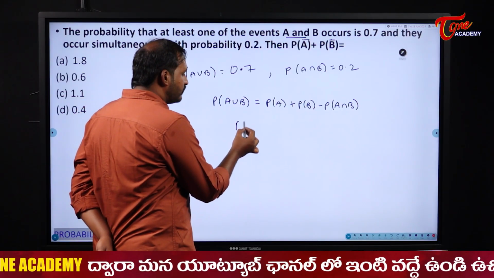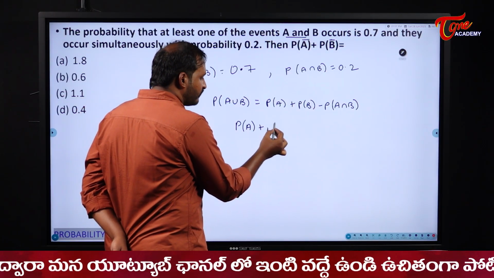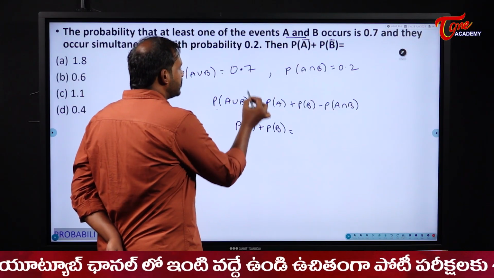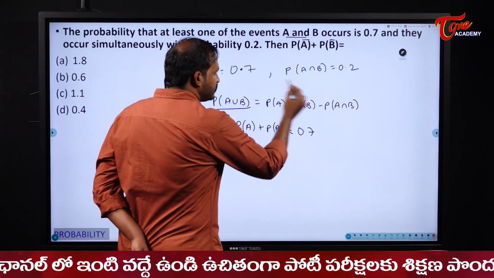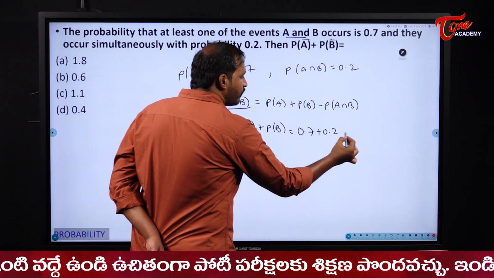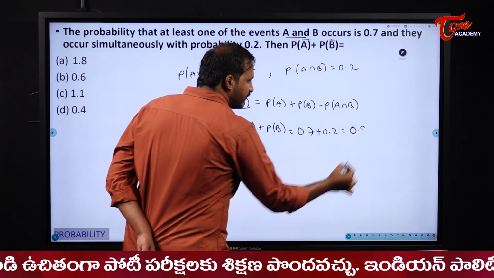So from this, first of all find out probability of A plus probability of B. What will you get here? This is 0.7. When you send the other term to the other side, it will become plus 0.2, which in turn becomes 0.9.